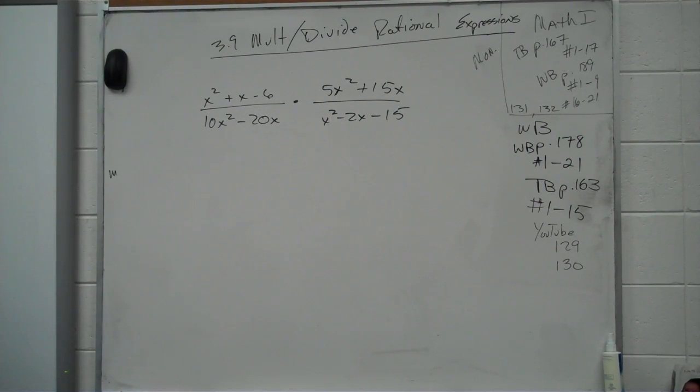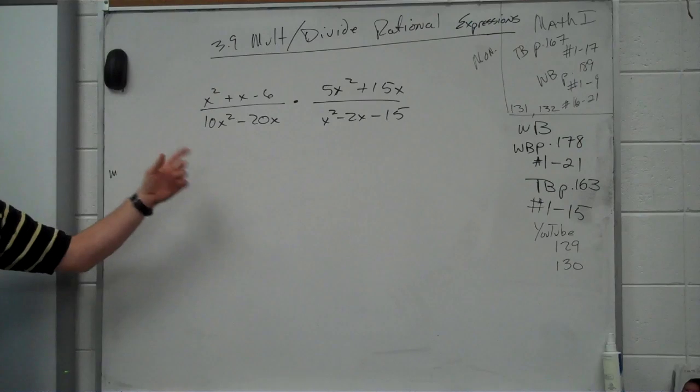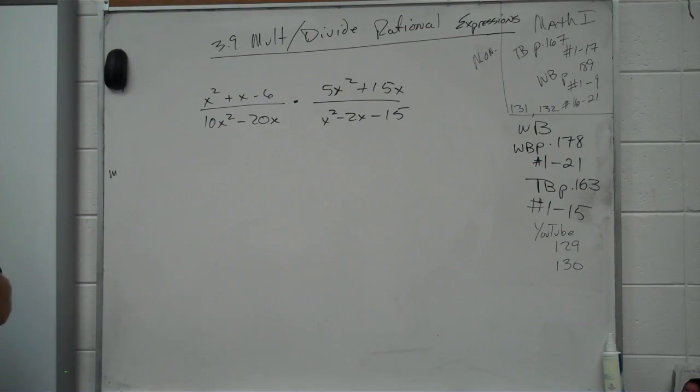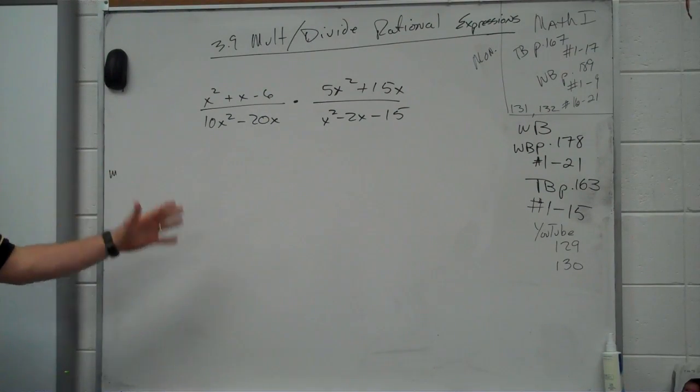So today, we're going to cover multiplying and dividing, and we're going to cover adding and subtracting of rational expressions. This is an example of a rational expression. Notice there's no equal sign. It's an expression rather than an equation, because equation means equals. There is no equal sign. All we're doing is simplifying.